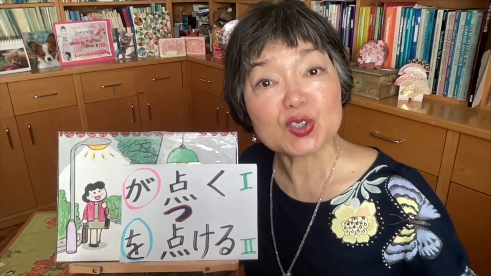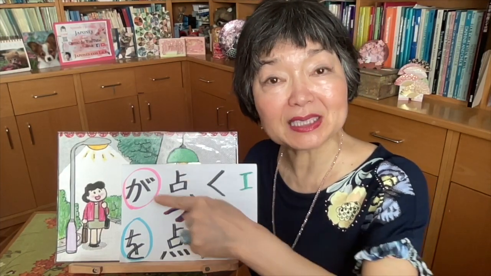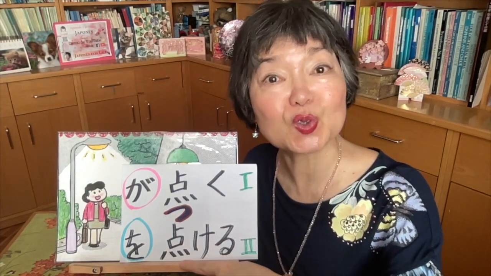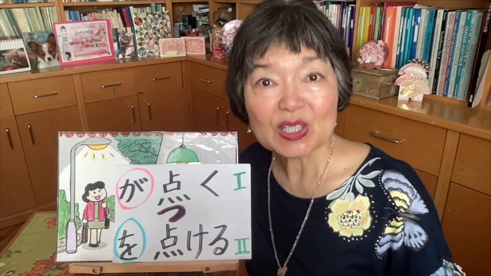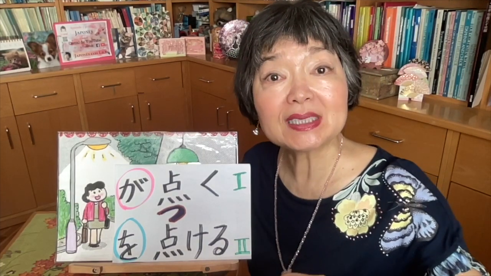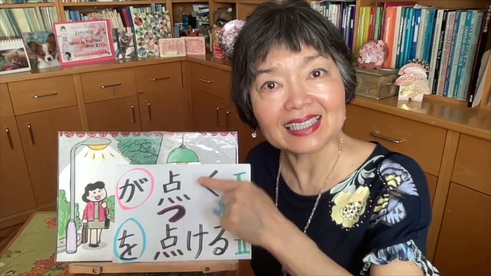In this case, つきます, we use this kanji of 点. This 点 means the point. And here we pronounce tsu, and here also tsu. When we talk about light, gas, or electronics, or things like this, then when we say tsukimasu, we use this kanji, the 点, the point.